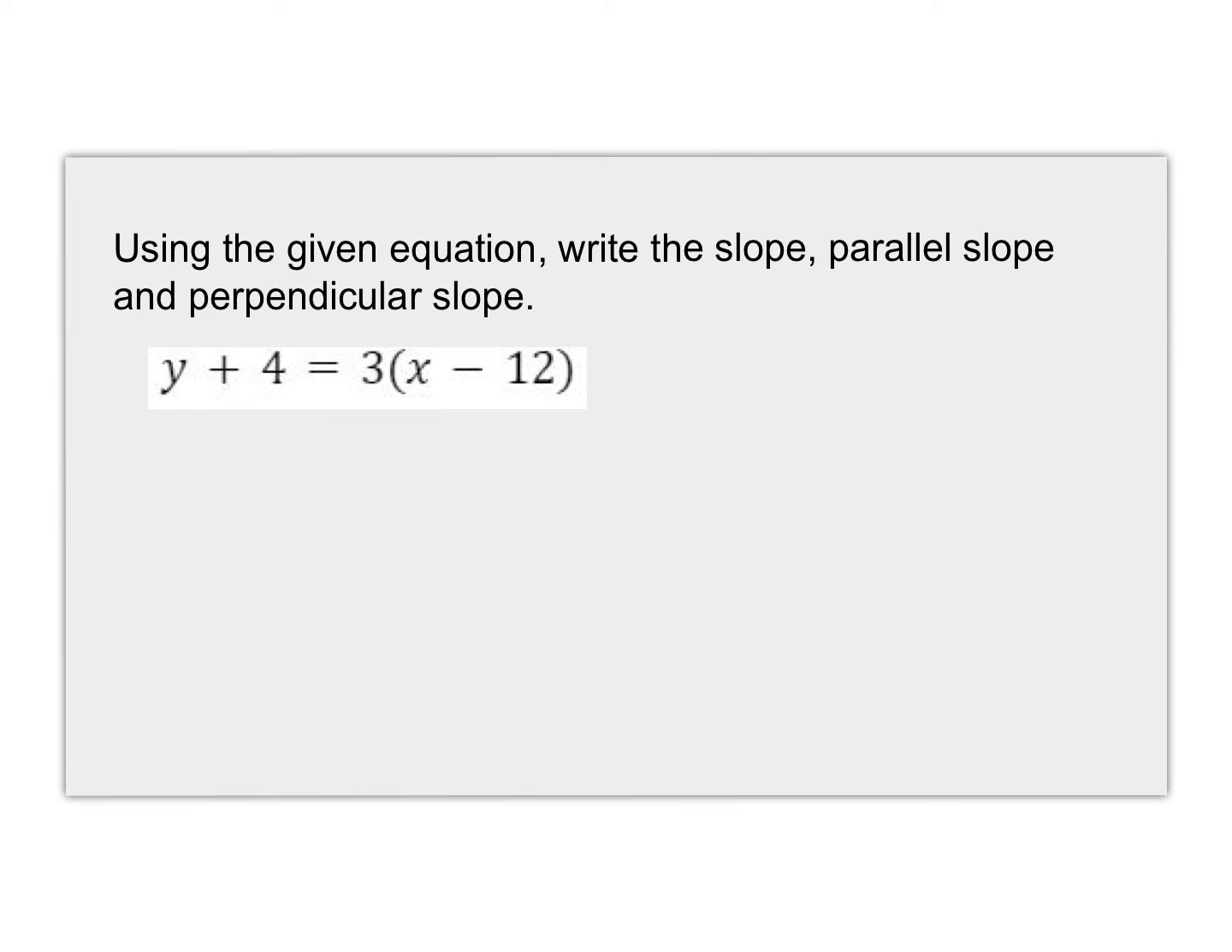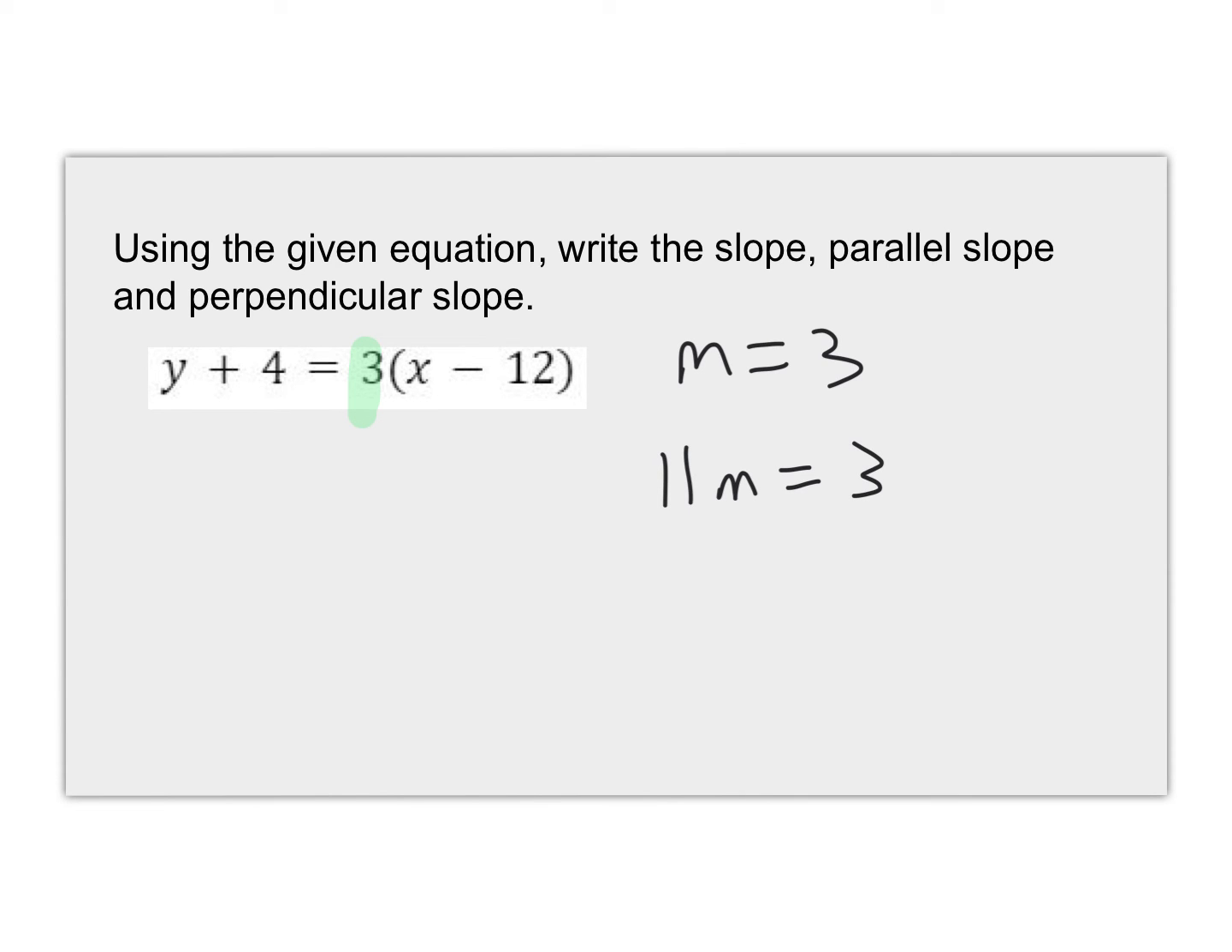All right, let's take a look at this one. Very similar, same question actually. You're going to identify the slope, the parallel slope, and the perpendicular slope from this equation. This is not in y equals mx plus b, but hopefully you recognize that it is in point slope form: y minus y1 equals m times x minus x1. So that m right there is our slope. All right, so this question has a slope of 3. Therefore, it has a parallel slope of 3.